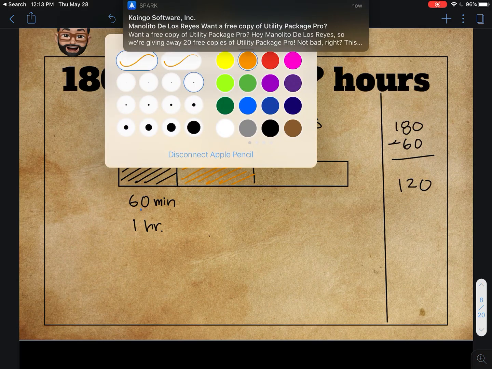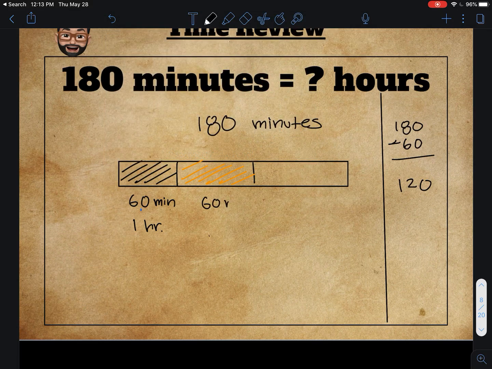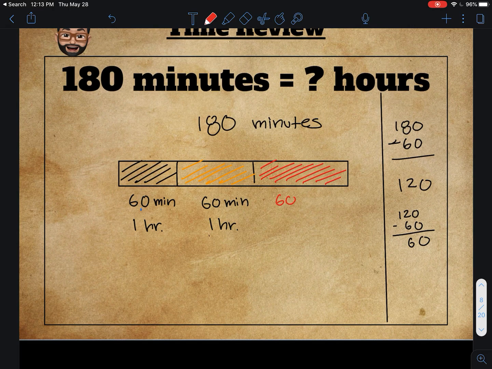Let me use a different color. If I take another group of 60 out, so 60 minutes, again, that's another hour. So I have 120, and I take away another 60, and that leaves me with 60. So this last piece of the larger bar is going to be 60, which is 1 hour. I take away that 60, and I've got nothing left over. So there are no extra minutes in this work.